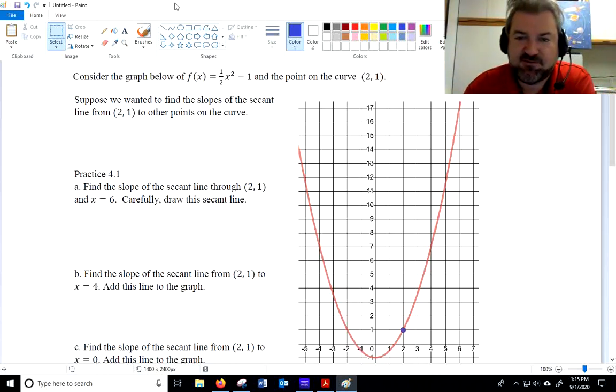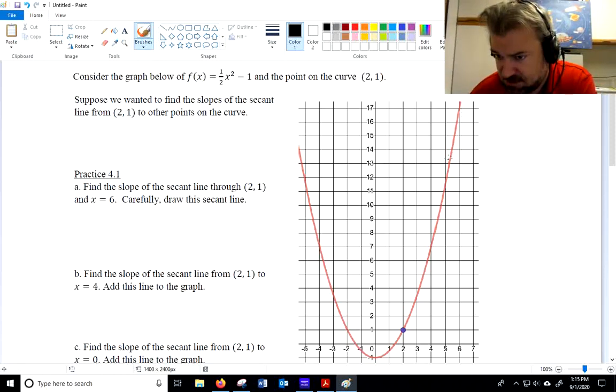Consider the graph below of f of x equals 1 half x squared minus 1 and the point on the curve at (2, 1). Suppose we wanted to find the slopes of the secant line from (2, 1) to other points on the curve. Find the slope of the secant line through (2, 1) and x equals 6. Carefully draw the secant line. Okay, well, I'm going to try that. Let's see.